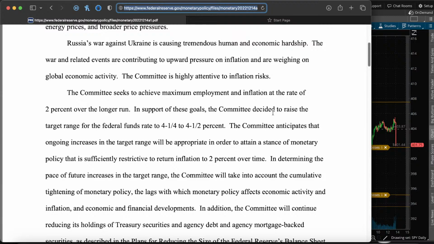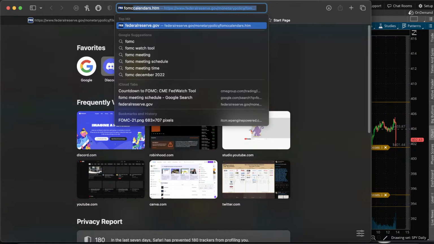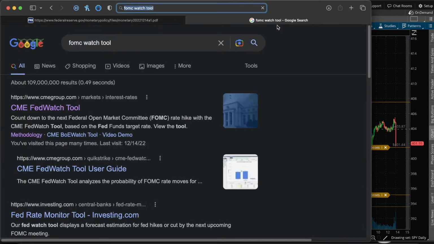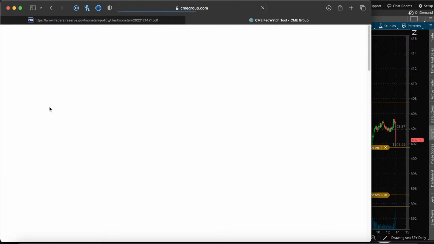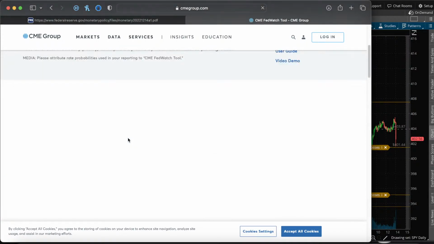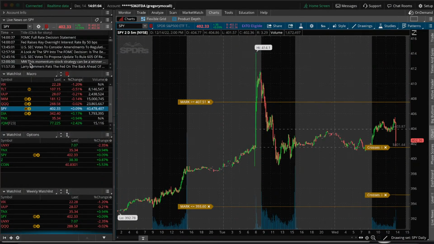In support of these goals, the Fed committee decided to raise to 4.25 to 4.5. So if we go over to the FOMC watch tool, I think that was a 50 basis point. But let me double check. And our initial reaction is down to 402. You have Fed Chair Powell coming out and speaking in about 30 minutes, so we'll see what the reaction is to him. But initial reaction upon the FOMC release is down. I guess this is taking forever. Fed raises key overnight interest rate by 50 basis points. So we got the 50 basis point, but we're still headed down.